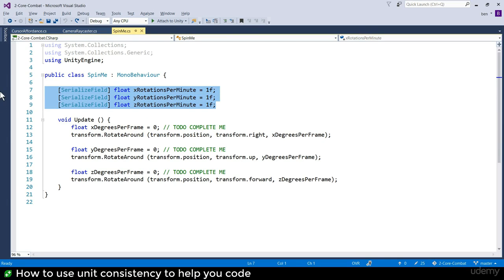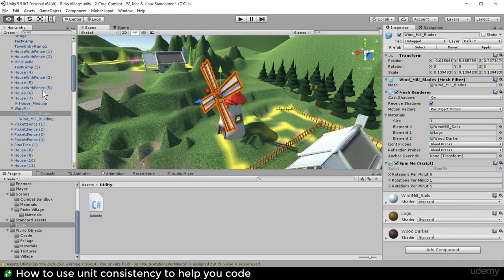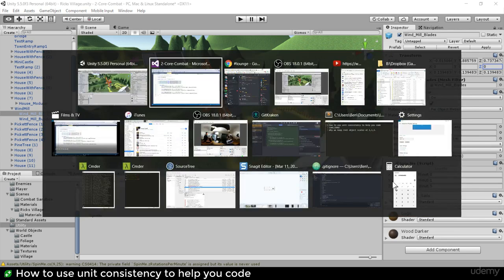We have 3 exposed variables using serialized fields so that they're not settable by other classes: X, Y, and Z rotations per minute, defaulting to 1 rotation per minute, very slow. This SpinMe.cs is attached to the windmill blades, and the idea is that when the script is finished, it will rotate at 5 RPM in the z-axis, which is the normal kind of windmill rotation axis, but it will also have a little bit of x rotation or y rotation, which will serve to make the thing wobble and look a bit strange, which is good fun.